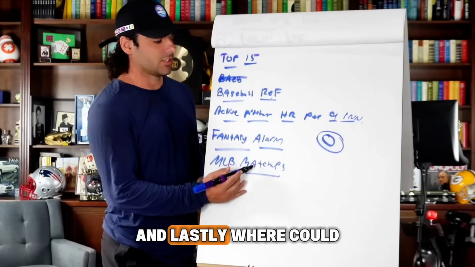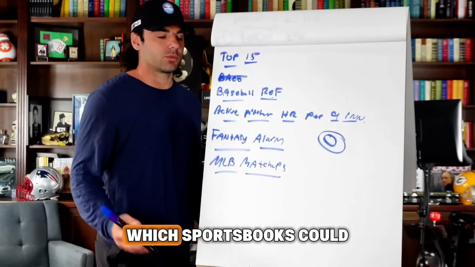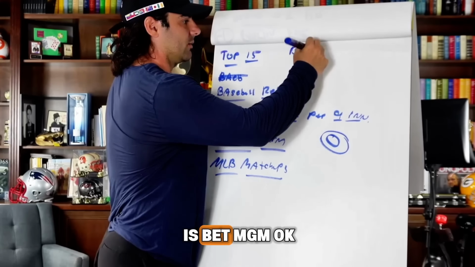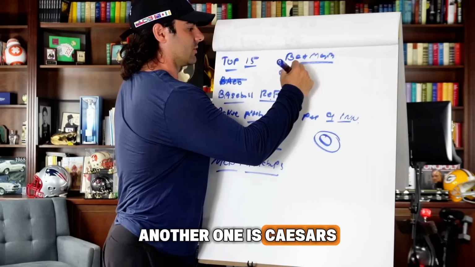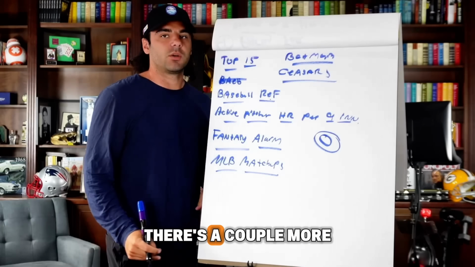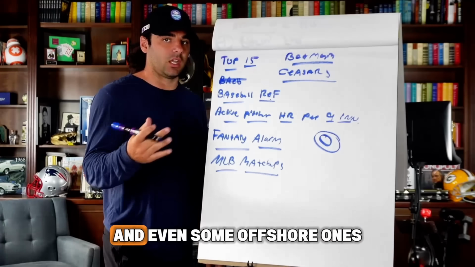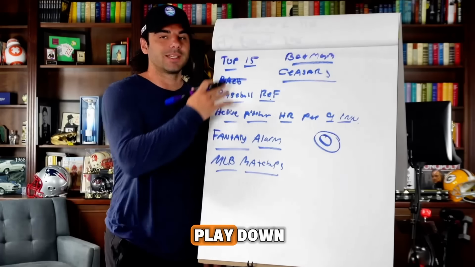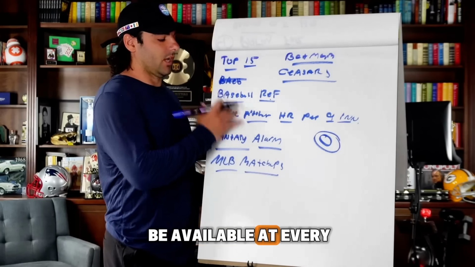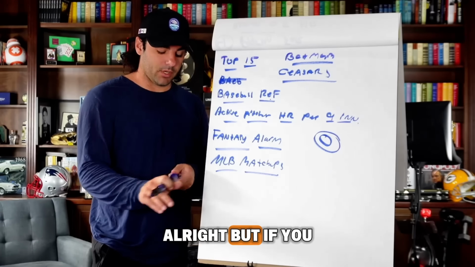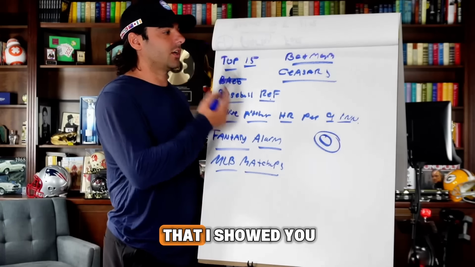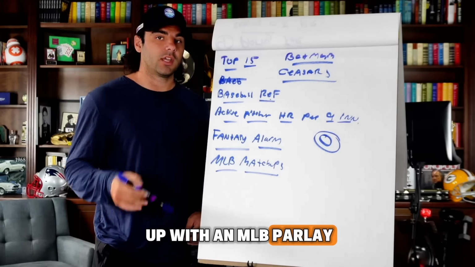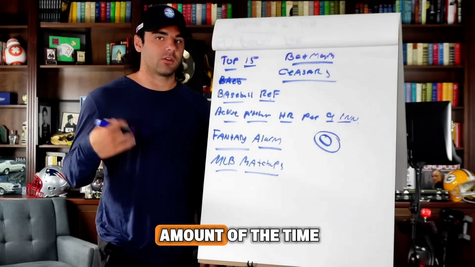And lastly, where could you put this play in at? Which sportsbooks could you use? Well, for example, a couple that you could use is, one is BetMGM, okay? Another one is Caesars, you could use as well. There's a couple more that you could possibly use, and even some offshore ones. So shouldn't have a problem being able to get this type of play down, but it's not gonna be available at every single sportsbook. All right, but if you guys follow the instructions that I showed you exactly in this video on how to come up with an MLB parlay that hits a crazy amount of the time.